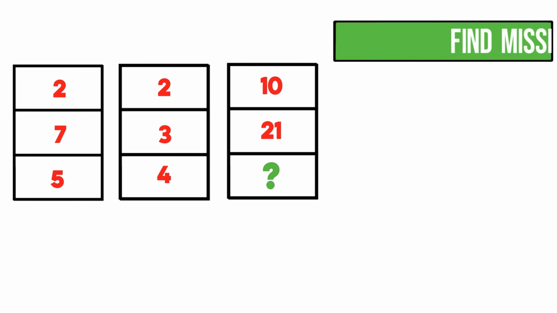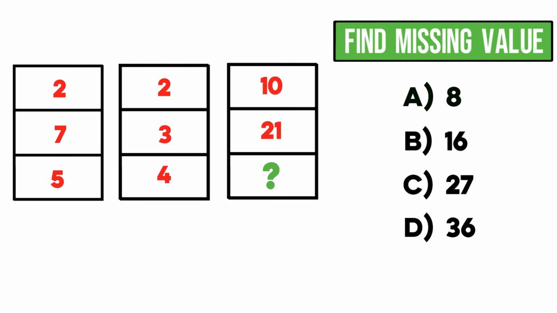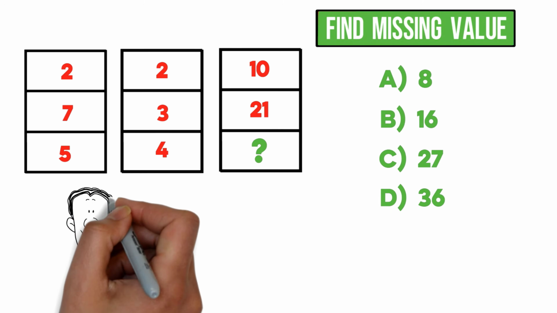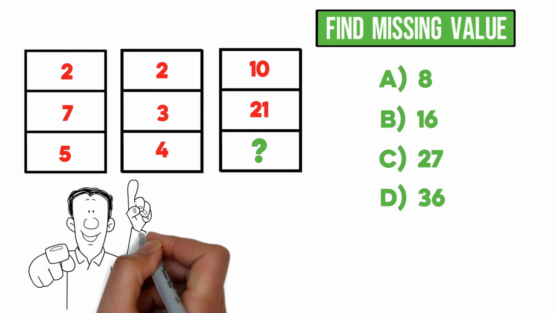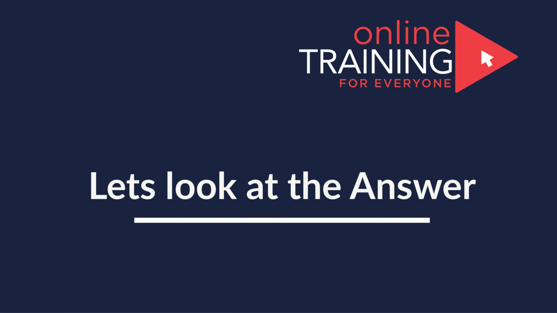You have 4 choices to choose from. Choice A, 8. Choice B, 16. Choice C, 27. And choice D, 36. Do you think you can recognize the missing value? Give yourself 5 to 10 seconds to see if you can come up with the answer. Did you figure out the solution? Let's continue to see how we can get to the correct solution together.